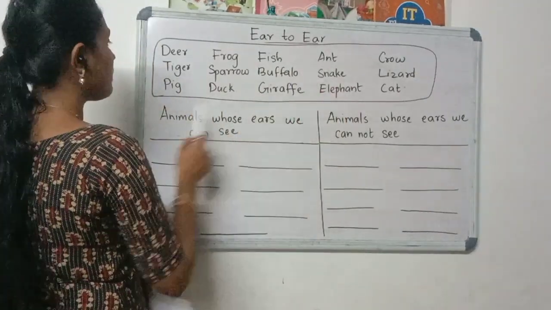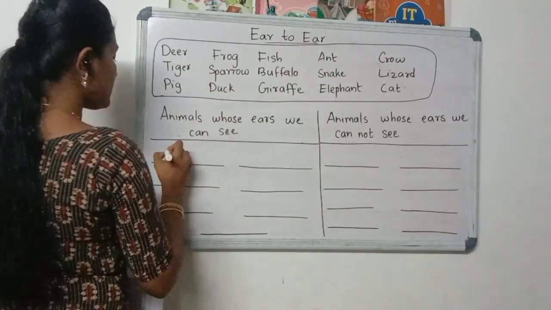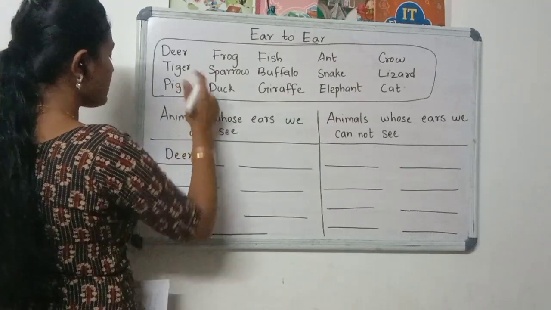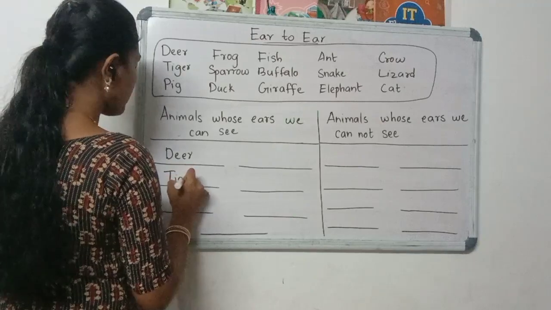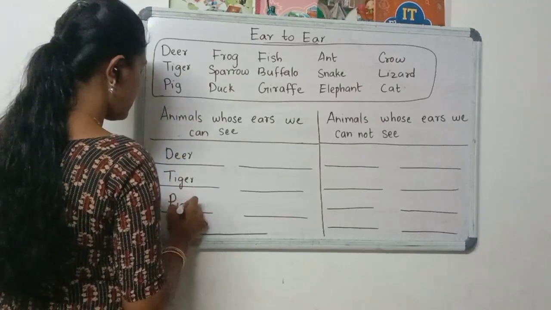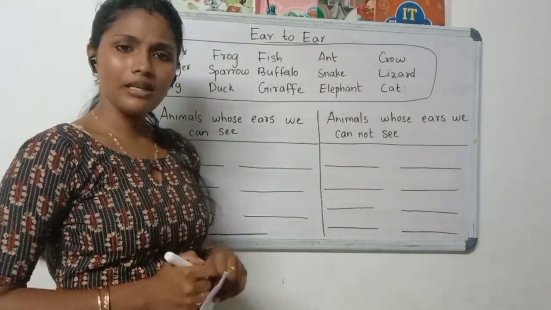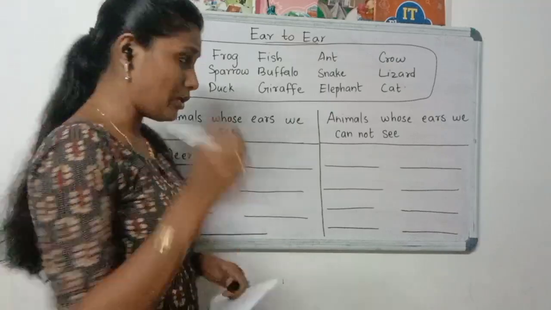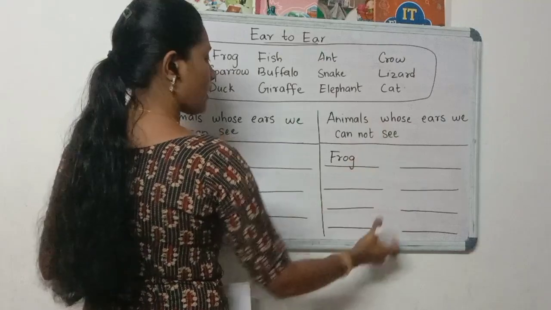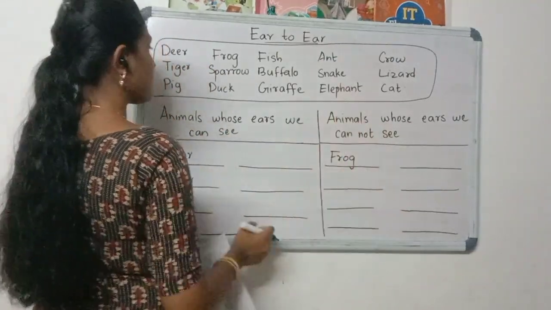Among this, we can start from here, deer. In case of a deer, we can see its ears. So, a deer, then tiger. Tiger's ears also can be seen. Pig. Yes, we can see the ears of a pig. Frog. Can we see the ears of a frog? No. So, we cannot see. We have to write the animals whose ears we cannot see in this box.